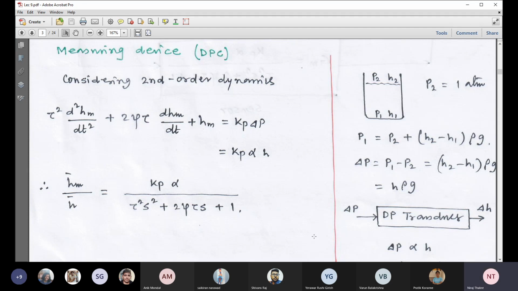Fine. This is a transfer function for the measuring device.